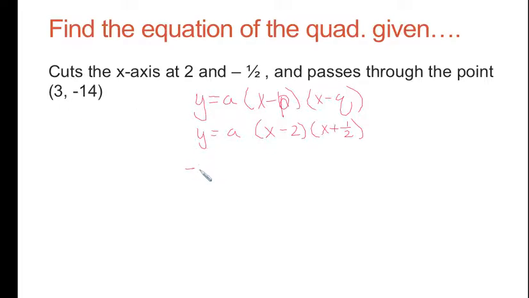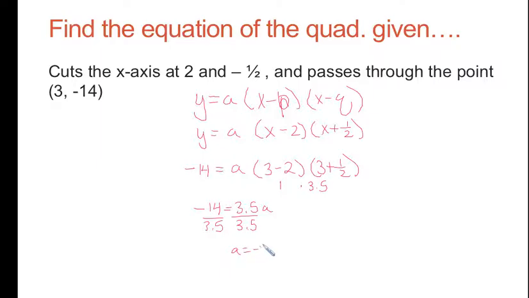So our y value is negative 14. Our x value is 3, so 3 minus 2, 3 plus 1/2. So let's see, this is 1 times 3.5. So negative 14 equals 3.5a. Divide by 3.5. So we end up with a equaling negative 4.